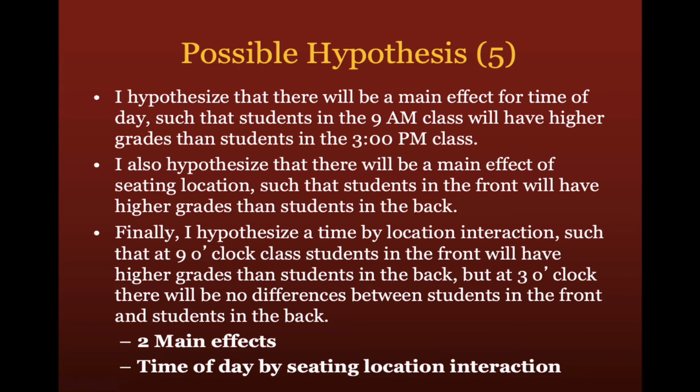Now, my advice is that when you have interactions and main effects, start by trying to make sense of the interaction, right? So the interaction is that students at 9 o'clock, those in the front will have higher grades than those in the back. But at 3 o'clock, there's no differences, right? So start by trying to make sense of that, and then factor in that on average, the 9 o'clock class has higher grades than the 3 o'clock class. And then on average, students in the front will have higher grades than students in the back. But start by making sense of the interaction and trying to graph that, and then factor in the main effects.